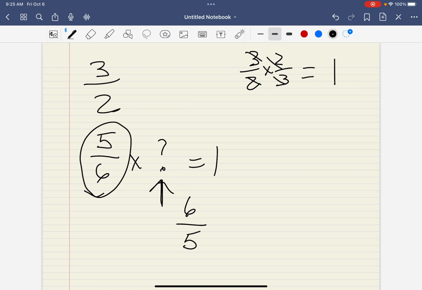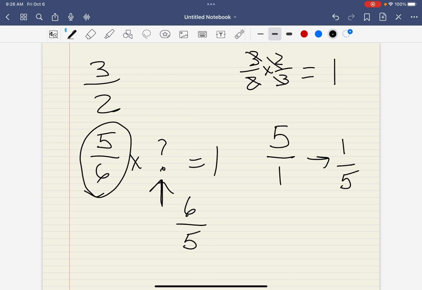Okay, then the last one is, what is the reciprocal of 5? I kind of already taught you that. So first of all, we make it into a fraction by putting it over 1, and then flip it for the reciprocal. So the reciprocal becomes 1/5.